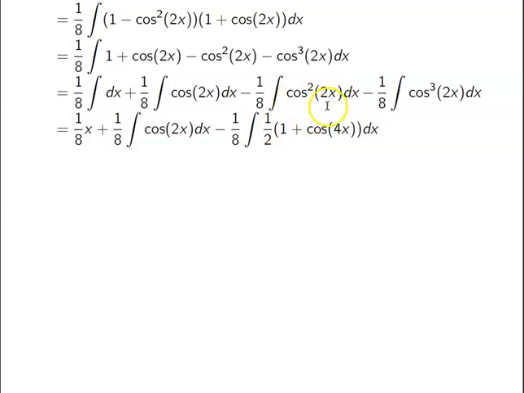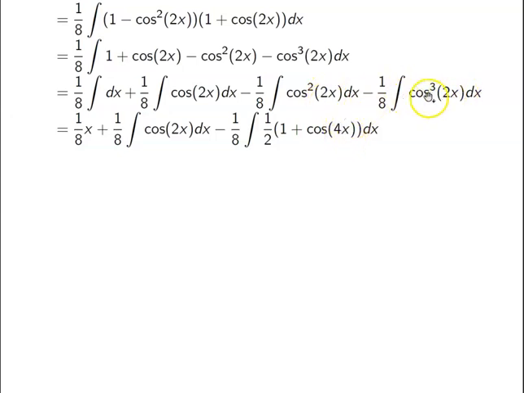So I have this square term. I'm going to use my double angle identity, right? Same one I was using before up here. I'm just going to use it again. But it's a 2x on the inside, so that bumps it up to 4x.